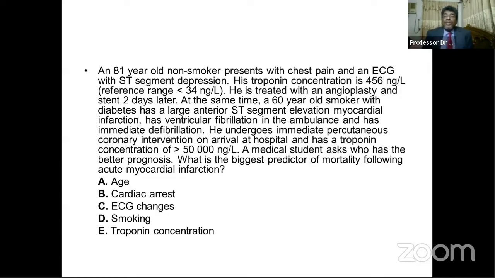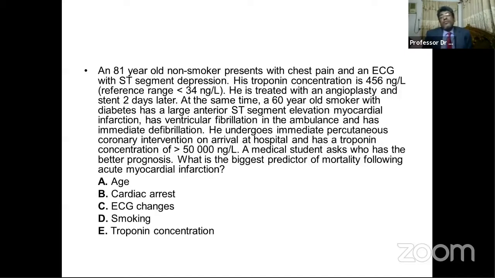So the troponin I or troponin T concentration usually coincides with the degree of cardiac muscle injury. The higher the troponin I level, the more cardiac muscle injury there is. When there is more cardiac muscle injury, there is more chance of developing different types of complications like pump failure. There is more chance of developing left ventricular failure.